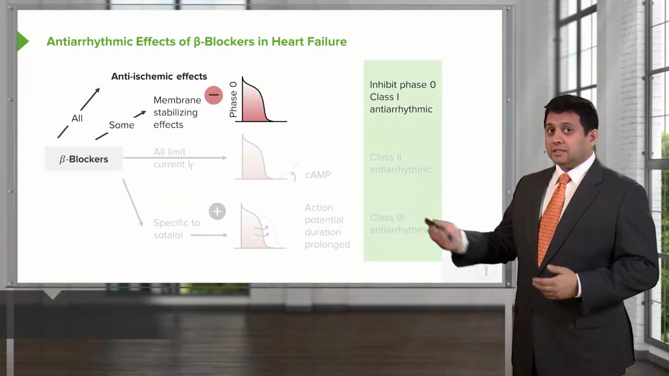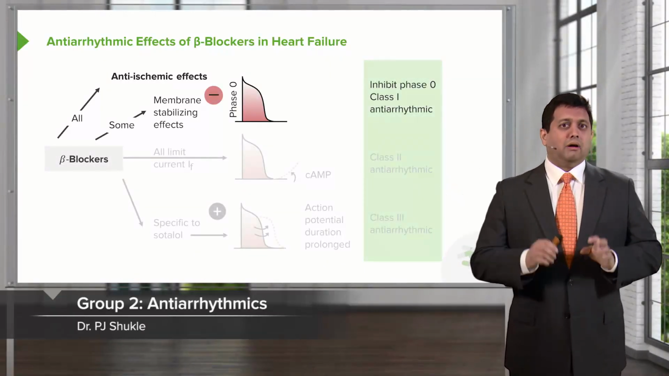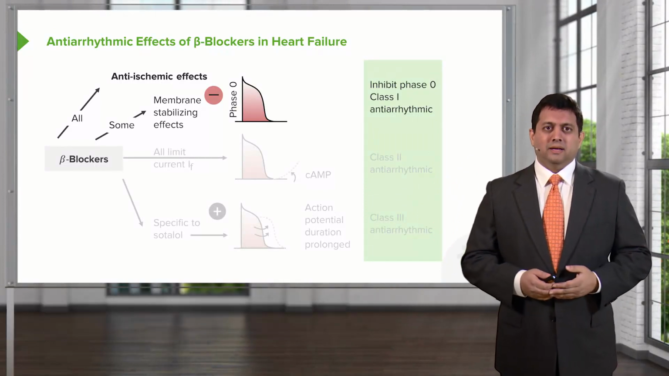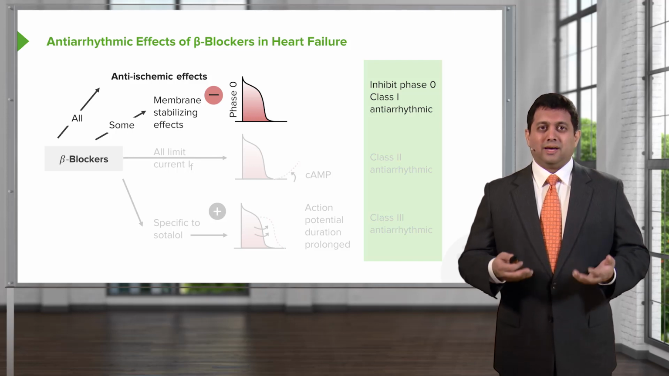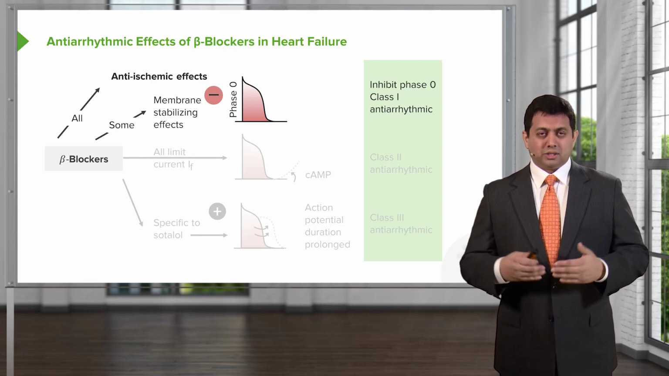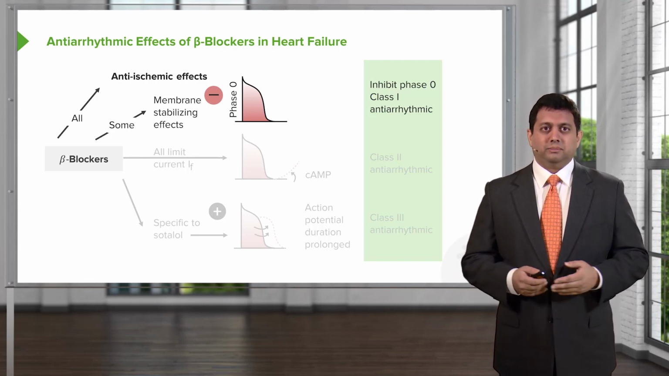Let's move on to the class 2 drugs. So these are beta blockers. Now, all beta blockers have a very complex interaction with the membrane. First of all, beta blockers do have anti-ischemic effects. They reduce the myocardial oxygen demand by reducing heart rate, for example.